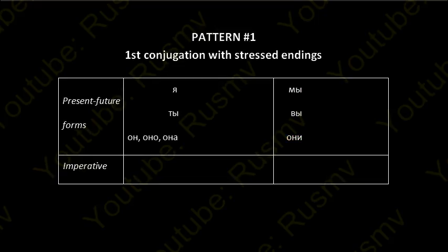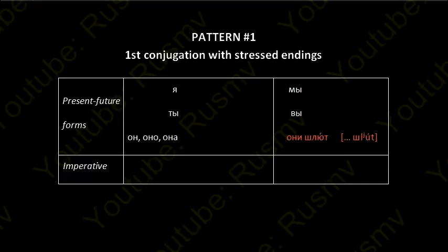Conjugation pattern number 1 that we look at is the first conjugation with stressed endings. Let's assume that we already know the form of any verb and use it as the initial form to construct the other forms of the pattern. This pattern is followed by one of the verbs just mentioned.